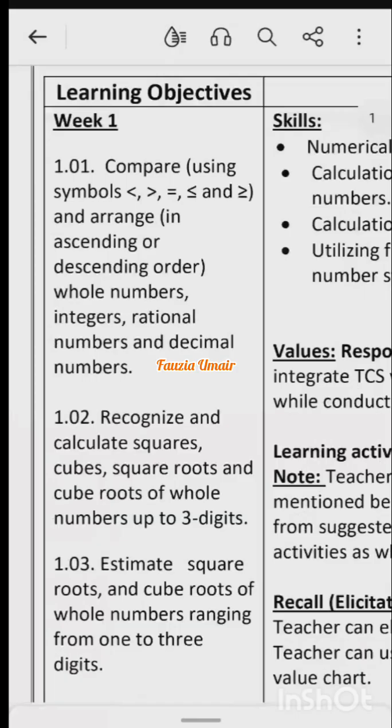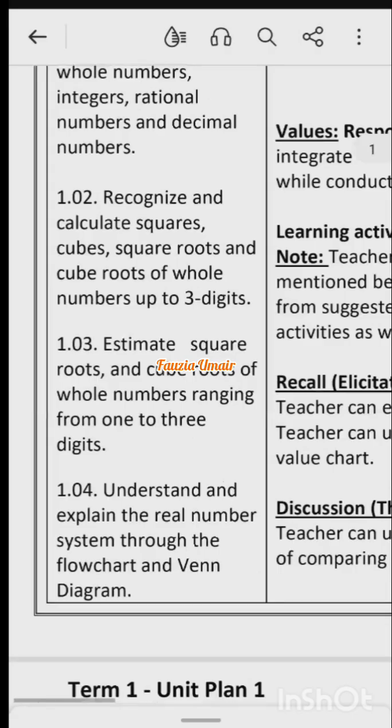First one we are done. We are done with this one. You know how to compare and how to write rational numbers in ascending and descending order. ठीक है? Are we clear with the first learning objective? Yes. All right. So now we are skipping these two for now.